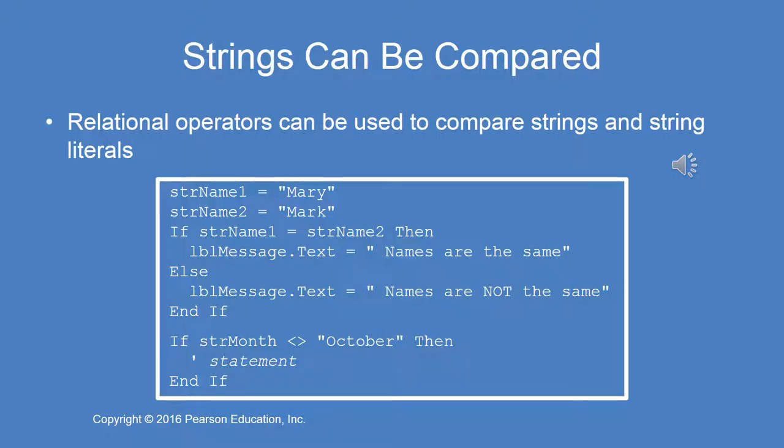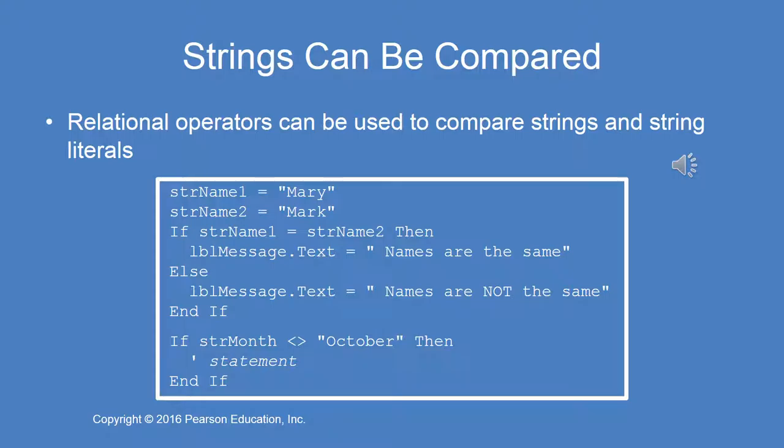Once those string variables are initialized with values, they can be compared with the relational operators. So we have two examples here. The first example, we're comparing them using the equivalence or equals operator in an if-then statement. So if string name one is equivalent to string name two, then set the text property of label message to that string, space, names are the same. Else, set the text property of the same label to that string, space, names are not the same.